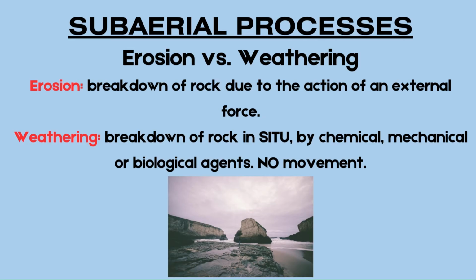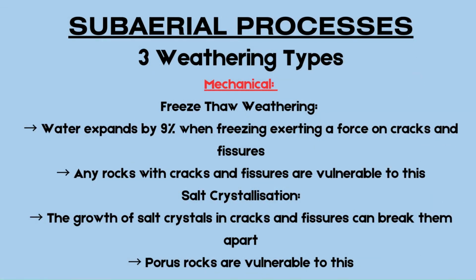Now we will look at subaerial processes. A key point to note is the difference between erosion and weathering. Erosion is the breakdown of rock due to the action of an external force. Weathering is the breakdown of rock in situ, by chemical, mechanical or biological agents. There is no movement. Here are the three weathering types.